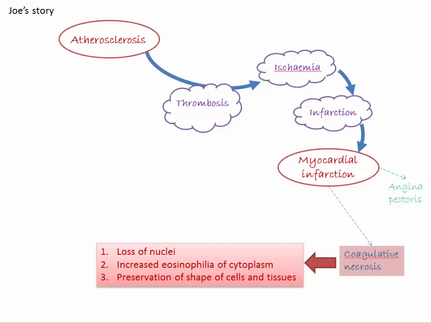You remember we found three key features in coagulative necrosis at a microscopic level: loss of nuclei, increased eosinophilia of cytoplasm, and preservation of the shape of cells and tissues.